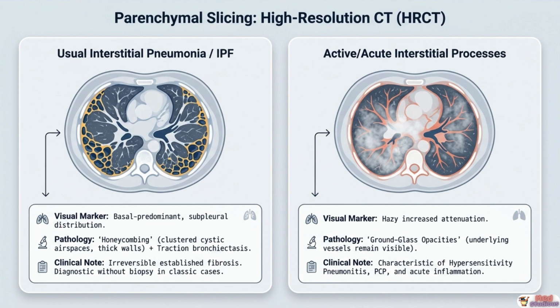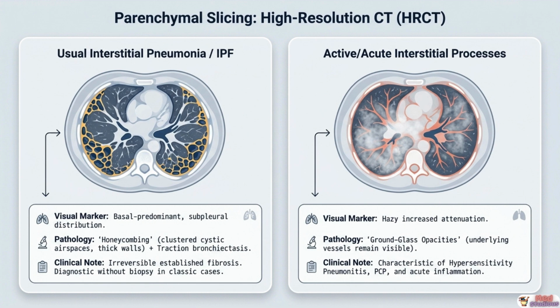The critical clinical note here is that this pattern represents irreversible, established fibrosis, and remarkably, this specific HRCT appearance is now considered diagnostic of idiopathic pulmonary fibrosis without requiring a biopsy in classic, unambiguous cases, an important and updated point reflecting current diagnostic guidelines.